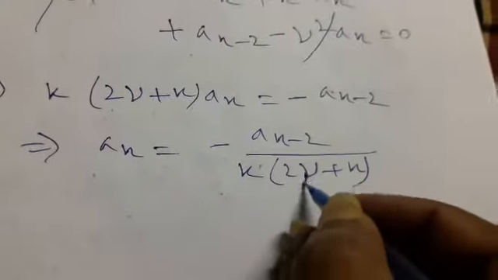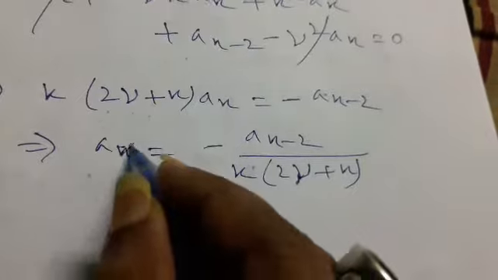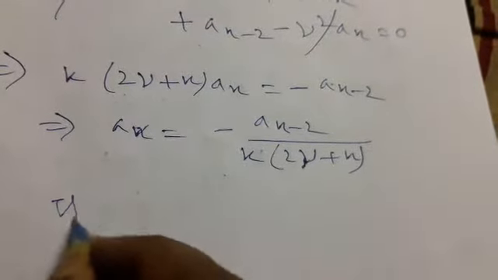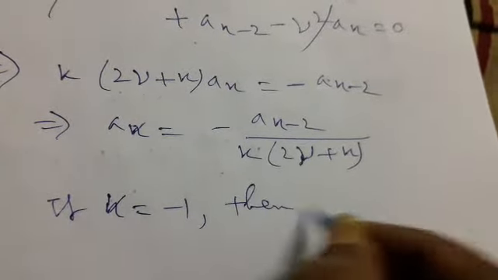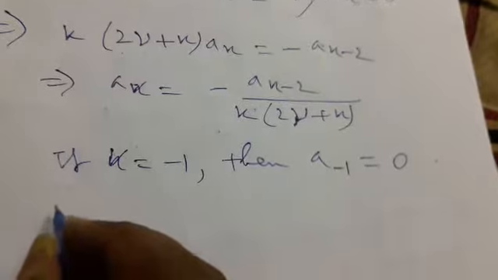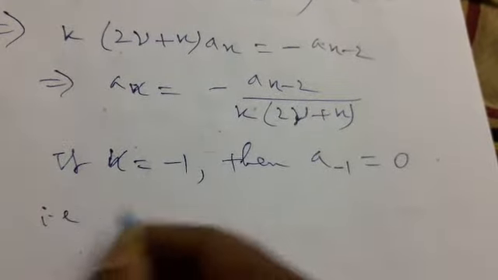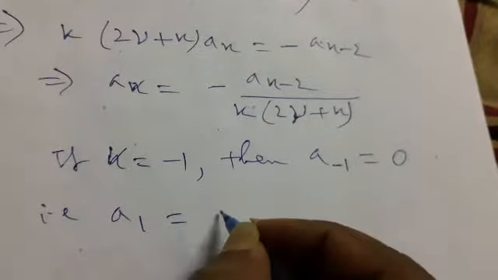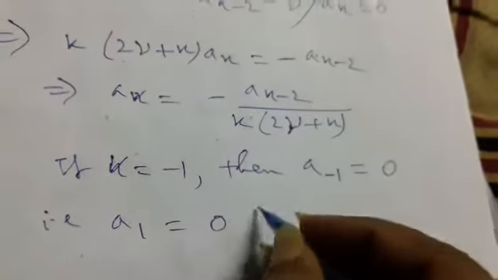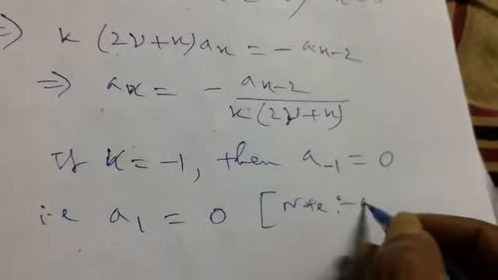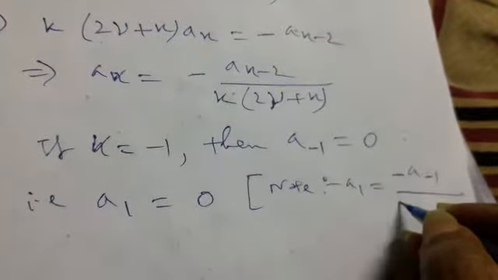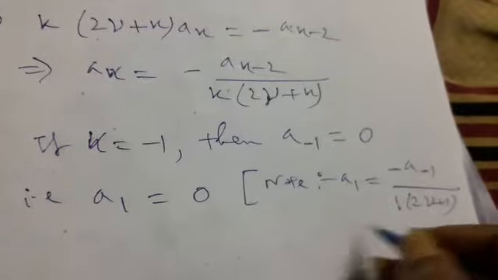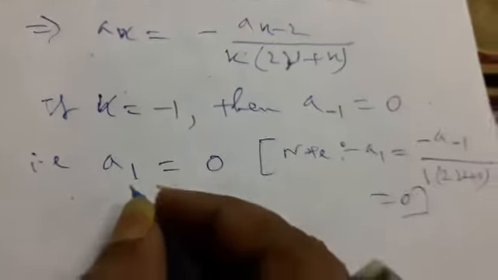And it is clear all these terms are non-negative, so if k is 1, then a of minus 1 is 0. That is, a1 is equal to 0, since a1 is equal to minus a of minus 1 divided by 1 into (2 gamma plus 1), that will be 0, a of minus 1 being 0.